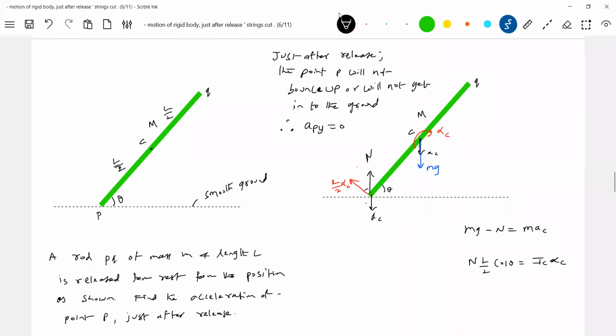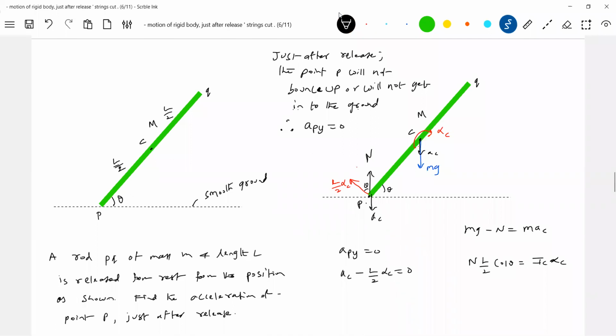This is theta, so this should be theta. So acceleration of point P along y-axis must be 0. So based on that, acceleration of point P along y-axis should be 0. So AC minus... solving this will get the required answer.